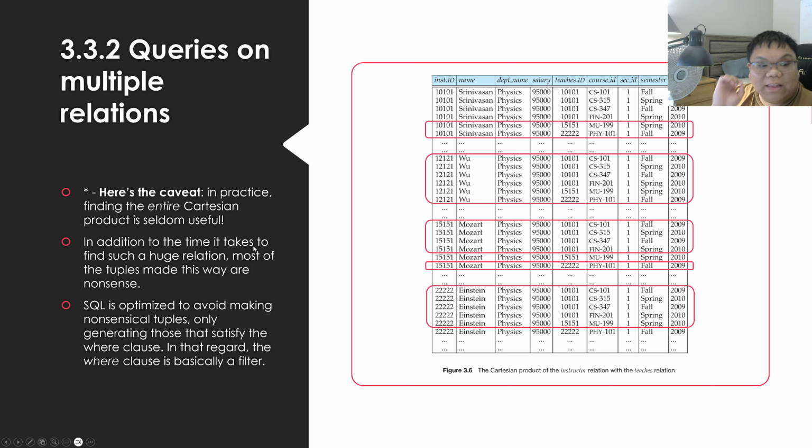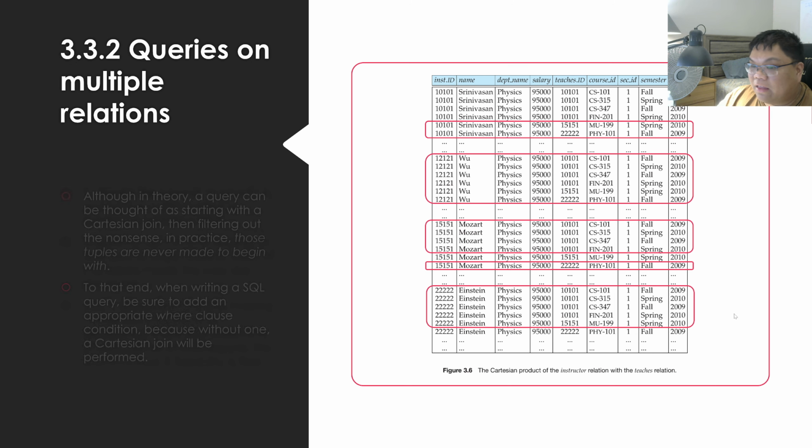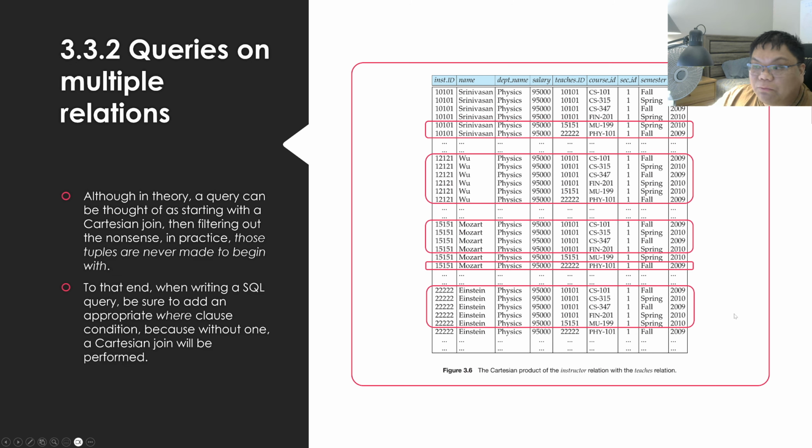In that regard, we can think of the where clause as a filter. Basically, it prevents the system from producing a row where, in this case, the instructor ID does not match the teacher's ID. So all the rows that I've circled here, although we can conceptualize a query as starting off with a Cartesian join and then producing all these rows, in practice, those rows are just never made to begin with.